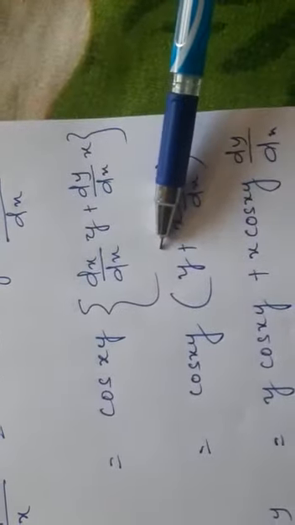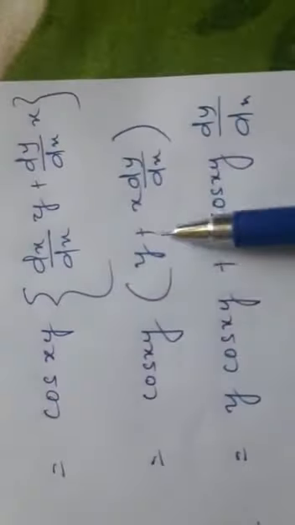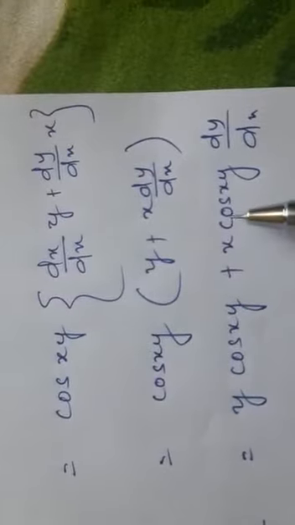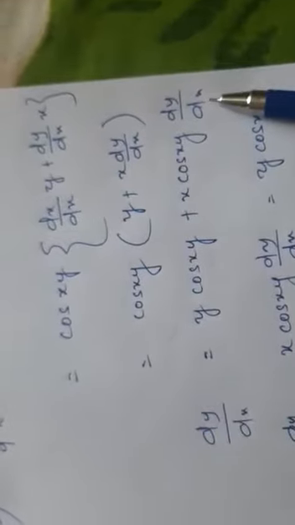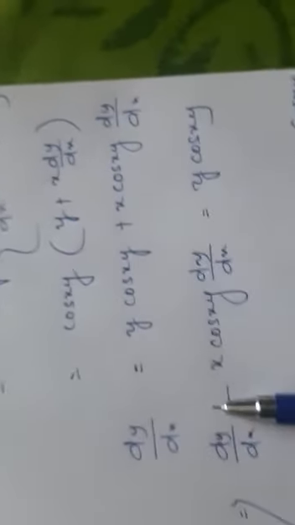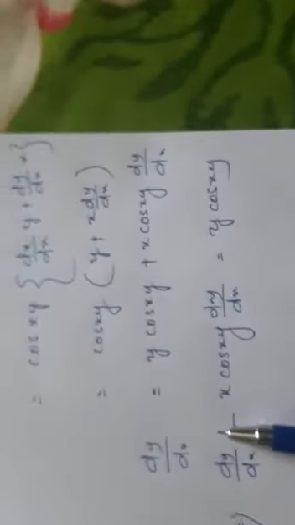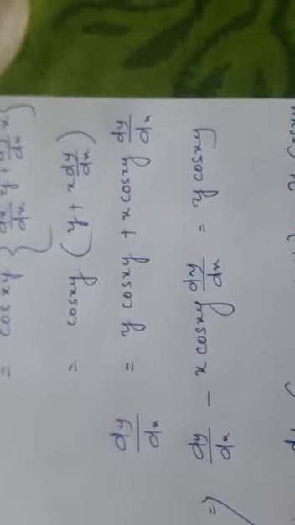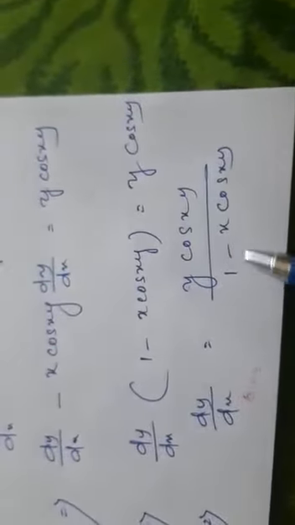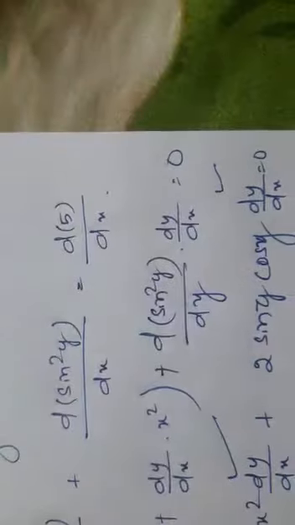Now x with respect to x is 1, into y, that is equal to y. Then dy by dx into x. Now multiplying cos xy into y, that is y cos xy plus x cos xy dy by dx. Now the terms that contain dy by dx go to one side, and the terms that do not contain dy by dx go to the other side. Now taking dy by dx common, (1 minus x cos xy) dy by dx equals y cos xy. So dy by dx is equal to y cos xy divided by 1 minus x cos xy.